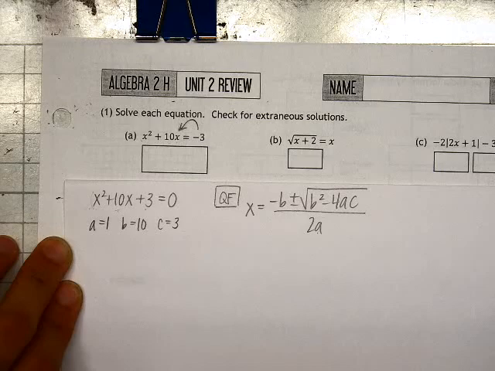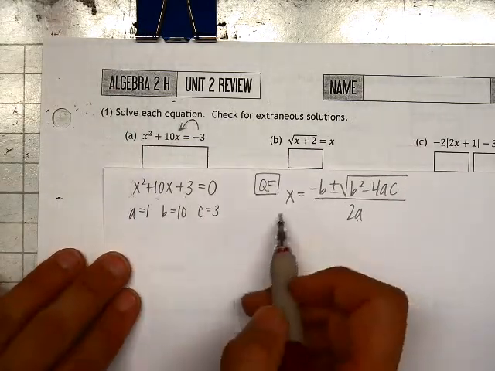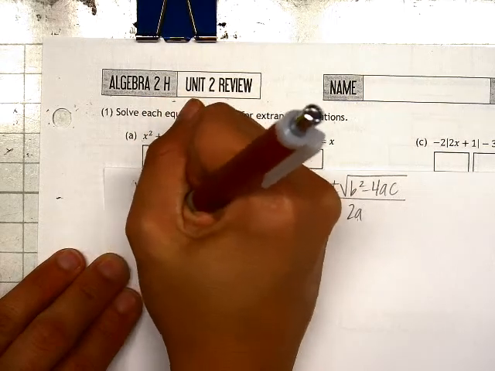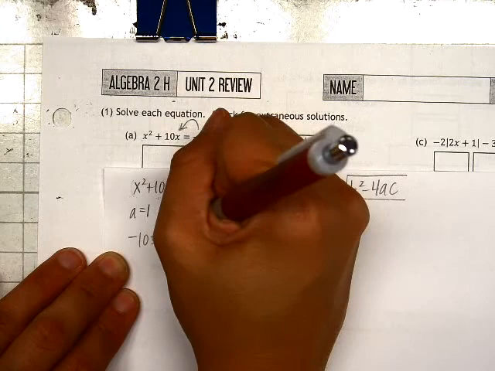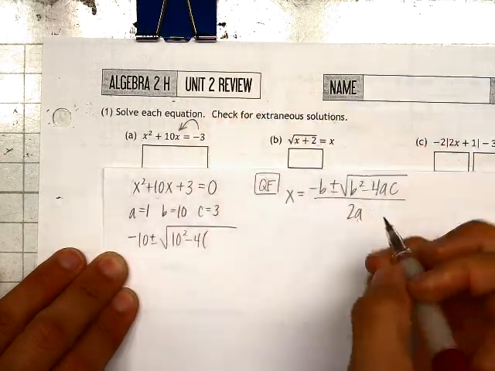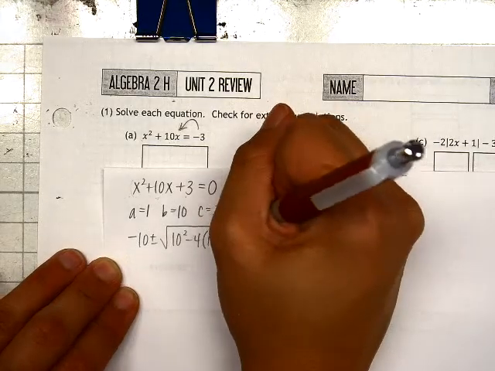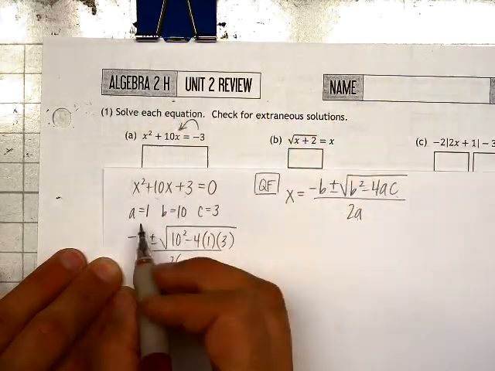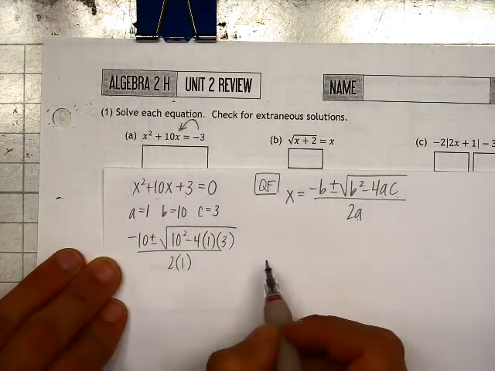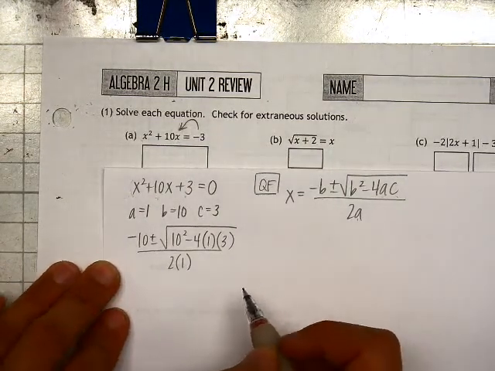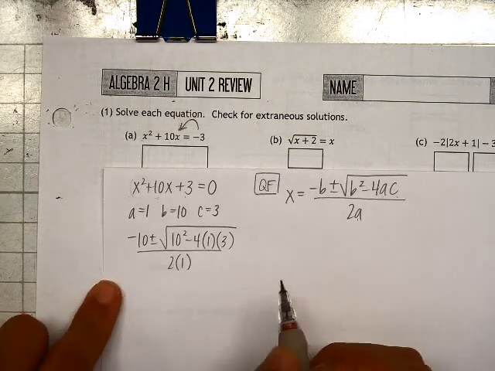To plug those numbers into the formula, I'll start by plugging in negative b, so that'd be negative 10, plus or minus the square root of b squared, so that'd be 10 squared, minus 4 times a, which is 1, times c, which is 3, all over 2 times a, which is 1. When you plug everything in, then it's just a matter of simplifying. PEMDAS is a good rule to follow in order to make sure you're simplifying in the correct order of operations.